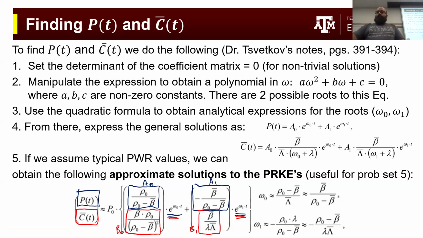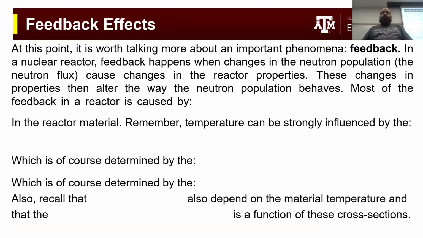So yeah, in problem set 5, you have a question asking you to consider a reactor that starts at some power, and then you have a series of reactivity insertions that you use to get a plot of how that power changes with time. These are the equations that you could use to do those problems. And that's the stuff that I wanted to say about transients.